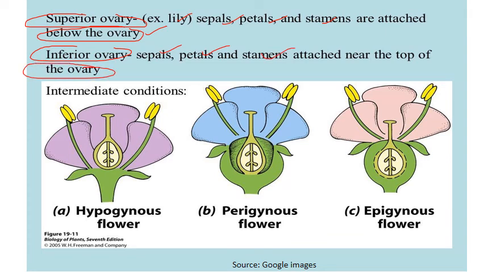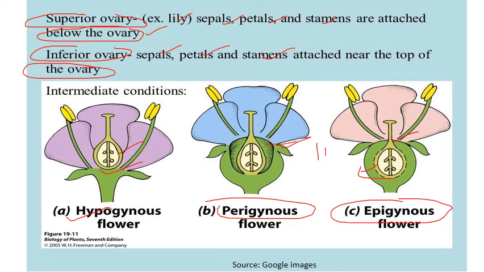So on the basis of that, we can say the flower is hypogynous flower, in which the floral organ arises from the base of ovary and the ovary is superior. In epigynous flower, floral organ arises from the top of ovary and the condition of ovary is inferior. In perigynous flower, the floral organ arises from the rim of thalamus, from the peripheral region, and in this case ovary is half inferior and half superior.